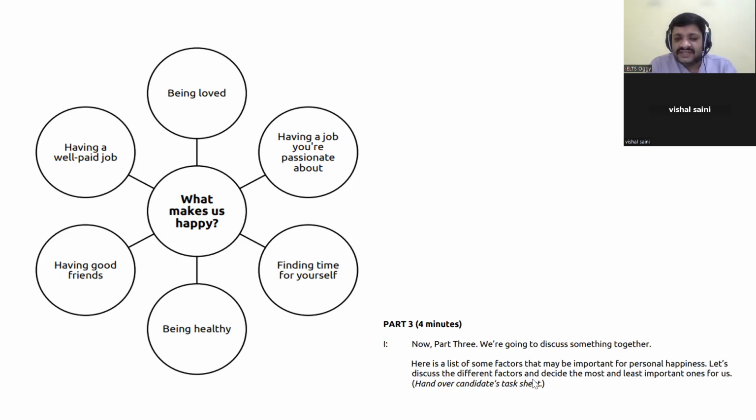Let's discuss the different factors and decide the most and least important ones for us. So, after the discussion, we will decide which is the best and which is the worst. But you can do that at the beginning. It's a discussion round, so the interlocutor will add points also. So it's better to decide on the best and the worst at the end. But even if you state your best option and your worst option at the beginning, it will not be disastrous. It will not harm your score.